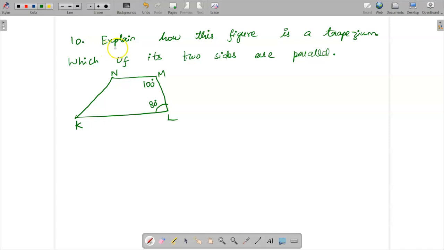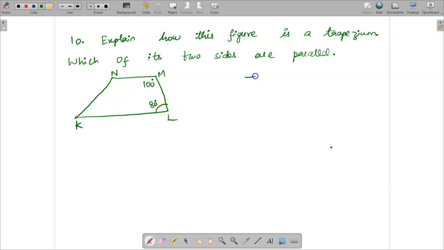So the problem is: explain how this figure is a trapezium, and which of its two sides are parallel. Okay, so we need to check whether this is a trapezium, and then we have to summarize which two sides are parallel. By seeing the figure itself, we can assume that KL and NM are parallel, but we have to prove that these two sides are parallel.